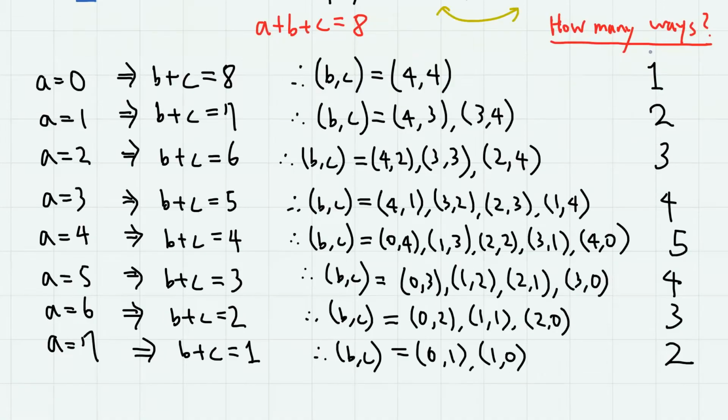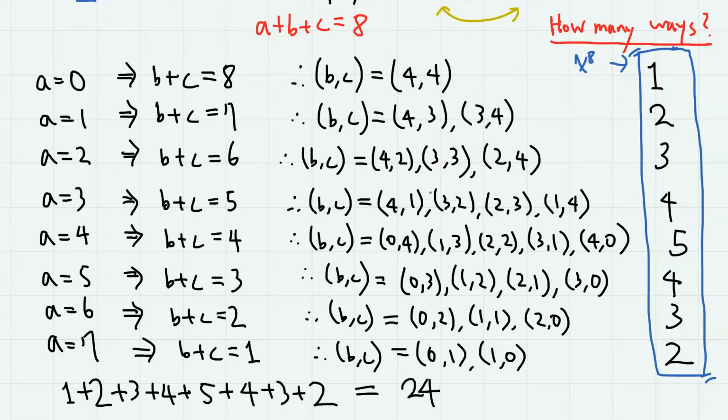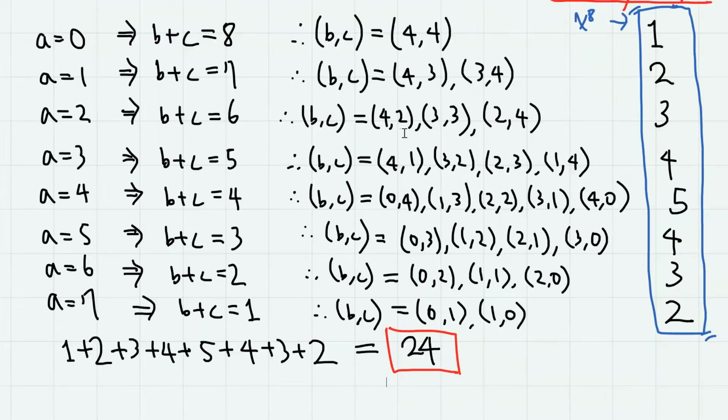And like this. So these are all the solutions. And the coefficient of x to the power of 8 is simply the summation of the number of solutions. So if we add them up, we have 24. And this is the coefficient of x to the power of 8. So that was the first method.